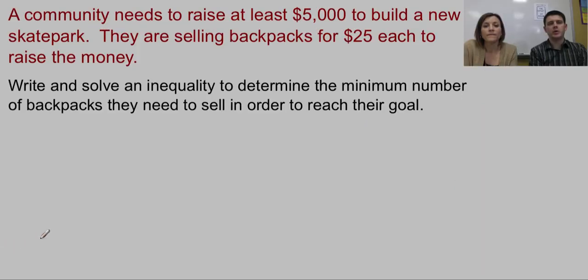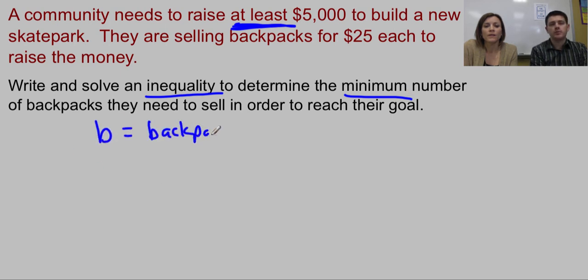All right. Almost finished. One last word problem here for us. A community needs to raise at least, look for those keywords, at least $5,000 to build a new skate park. They are selling backpacks for $25 each to raise the money. Write and solve an inequality to determine the minimum number of backpacks they need to sell in order to reach their goal. So let's say B for backpacks. That's what we don't know.